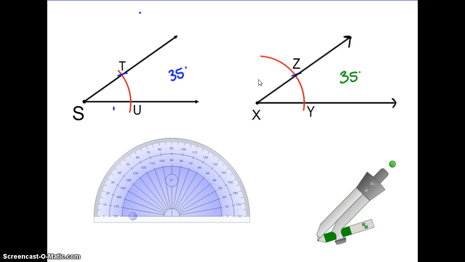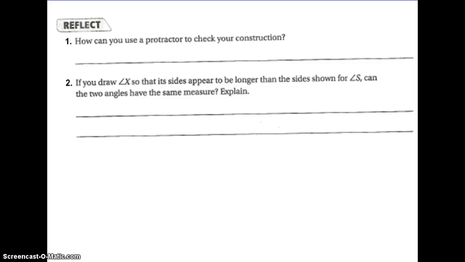Because when I see the angles, I want to make sure that those angles are actually correctly defined. Also, I won't just be looking for the angles, I will be looking for these marks right here and right here to show me that you know exactly what you're doing with the compass. Okay, so how can you use a protractor? Basically just measure each angle. They have to be congruent.